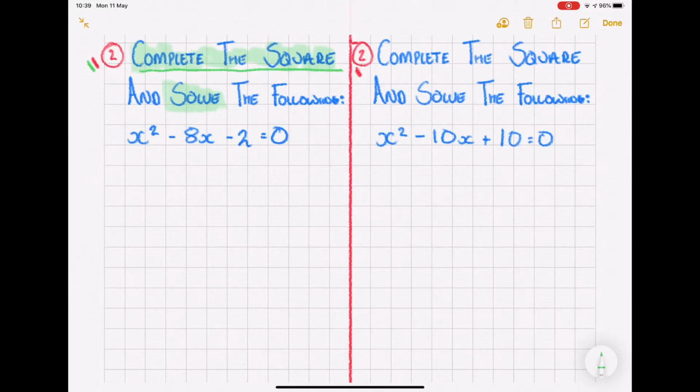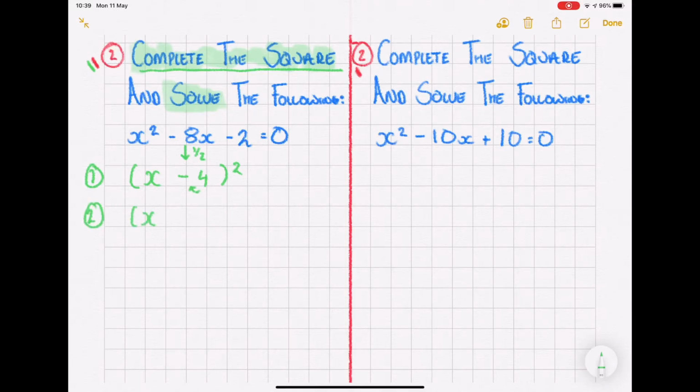And we do that exactly the same method as we just did. So our first step is our bracket, we have it all squared, and then we want to find out what goes here, and we do that by halving this number. So half of minus 8 is minus 4. Now our second step is to square this number and subtract it.